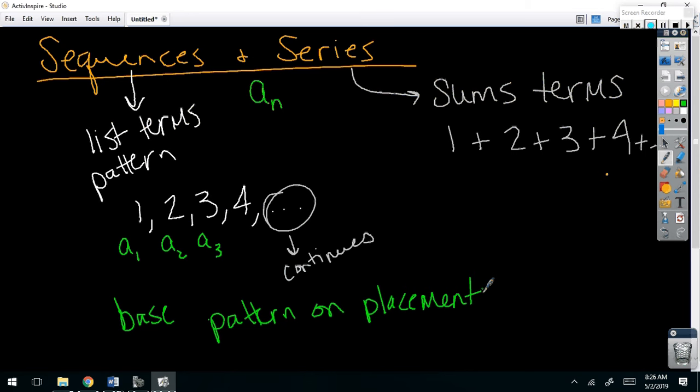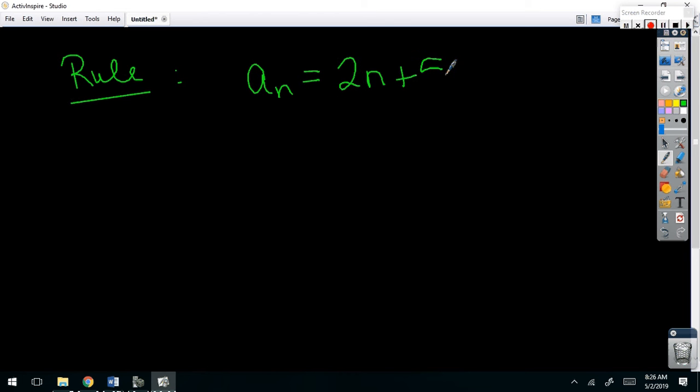So I think we'll start. I'll show you what the rules look like, and we'll write the sequence out, and then we'll practice writing the rule ourselves, which is the hard part. Let's say this is what it would look like. Here's a rule for a sequence. A sub n, so that means term number n, is going to be 2n plus 5.